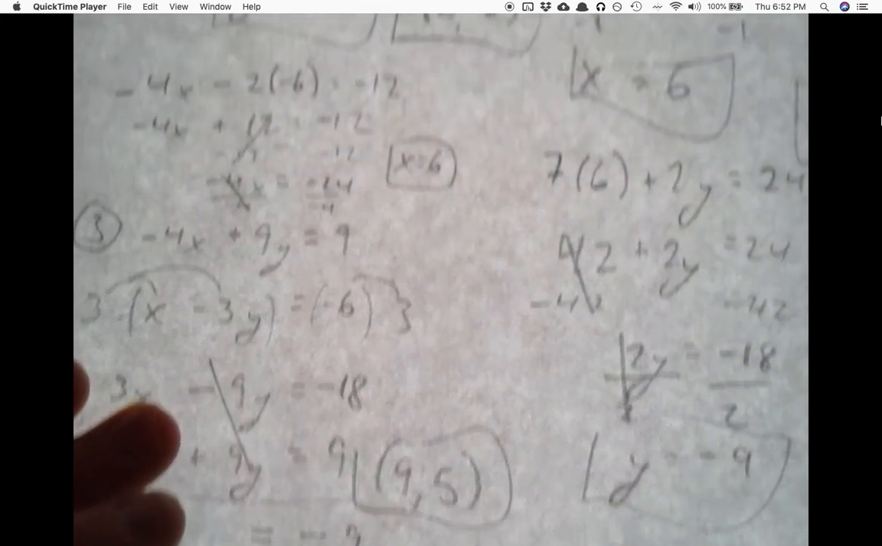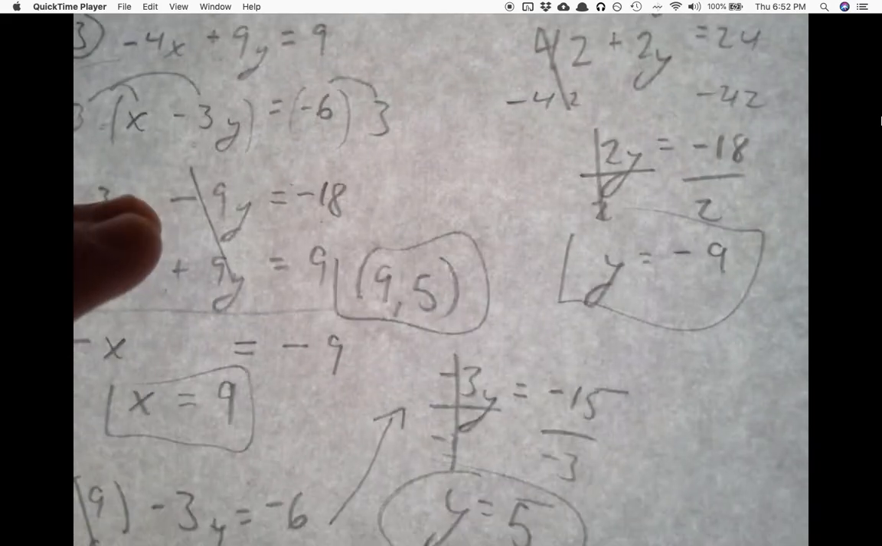So those are 3 examples of how to do systems of equations. I guess I'll leave it on the answer for a second. How to do systems of equations by the elimination method. Yeah, hopefully that was helpful.